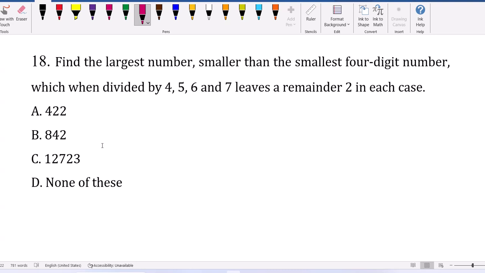Find the largest number smaller than the smallest four-digit number, which when divided by 4, 5, 6 and 7 leaves a remainder 2 in each case. Find this largest number smaller than the smallest four-digit number.